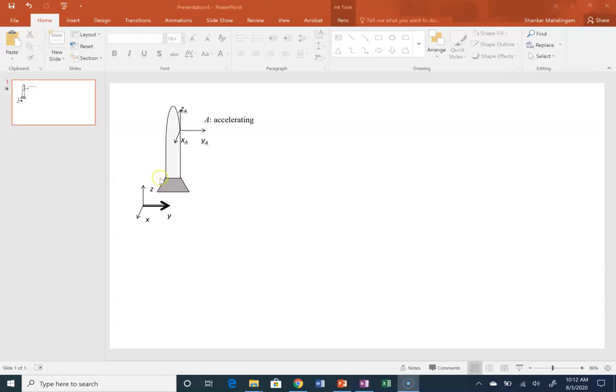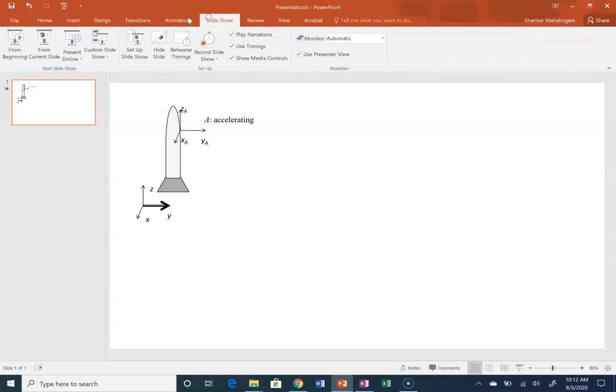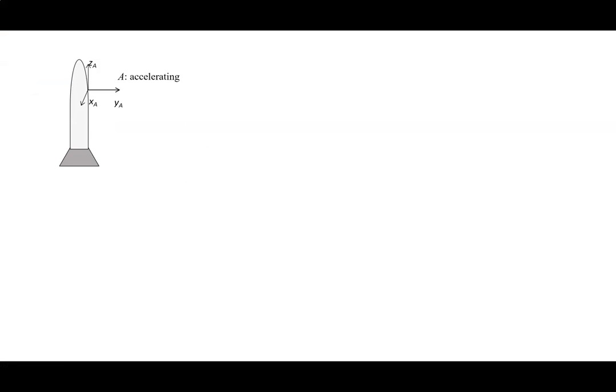And so the purpose of this video is to understand how we can apply Newton's second law to an accelerating reference frame. So in this picture, with the accelerating rocket problem, we have one reference frame that's attached to the rocket, shown here with the subscripts A for accelerating, and the other reference frame attached to the ground, which is the non-accelerating or the inertial reference frame.